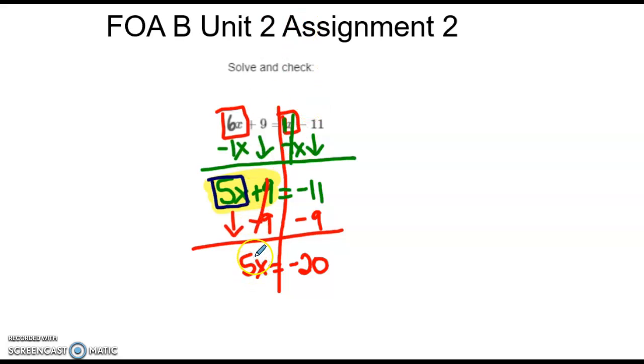I'm still trying to get that X by itself, and I have a 5 attached to it. Right now it says 5 times X. The opposite of multiplying is dividing, so I'm going to divide each side by 5. And X equals negative 4. Let's check out the next one.